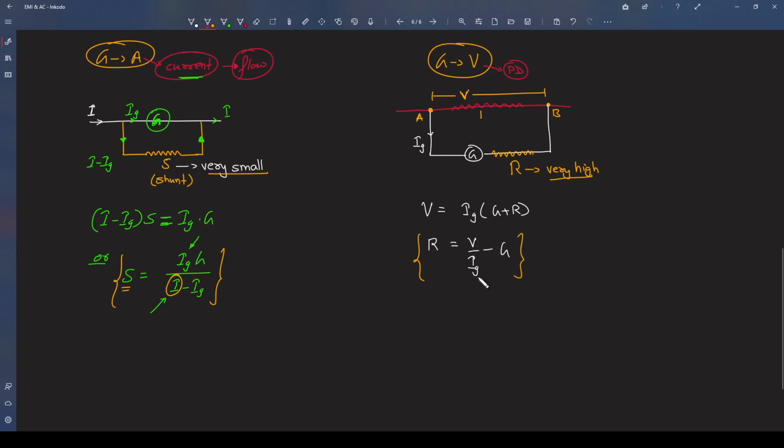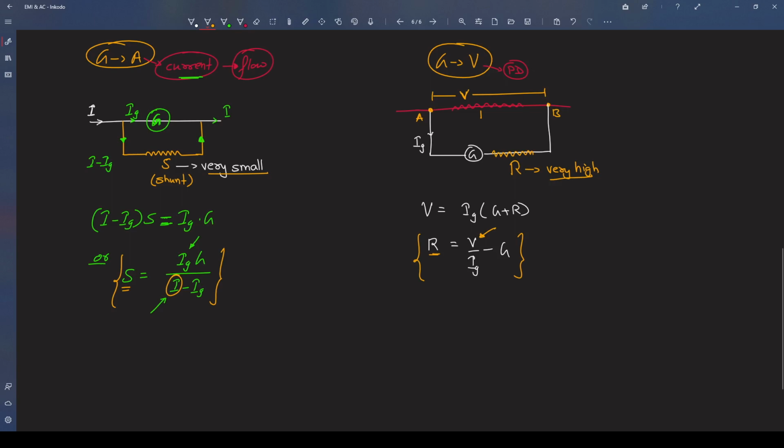Right? So again, based on how much total potential difference your voltmeter should be able to measure, the maximum potential difference you want your voltmeter to measure, that is V. Based on that, you will decide what should be the value of resistance, which you have to add in series with the galvanometer to convert it into voltmeter. So that is how galvanometer can be converted to voltmeter and ammeter.